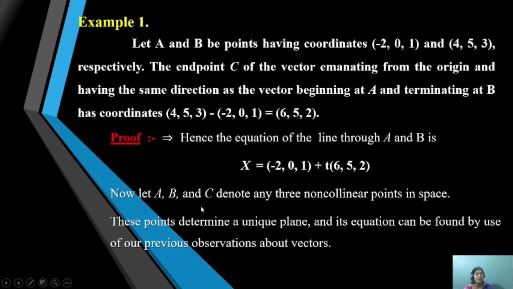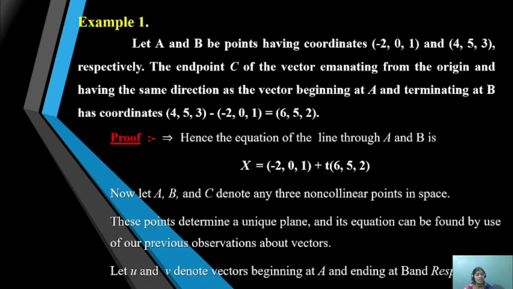Now let A, B and C denote any three non-collinear points in space. These points determine a unique plane, and its equation can be found using the vector space rules. Suppose that u and v denote the vectors beginning at A and ending at B and C respectively. Here u is given by one point and v by the other.